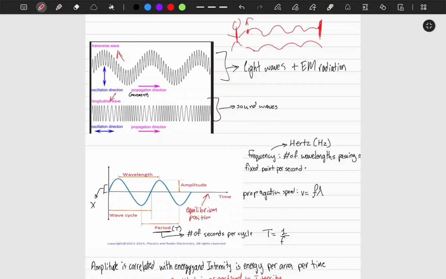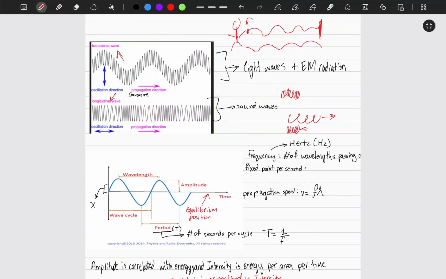A longitudinal wave is kind of like a spring. So imagine that you're extending the spring and then you leave it. It's going to go back and coil and coil and coil. So the direction in which you move it is the same direction the wave oscillates in, which is different than the transverse wave.